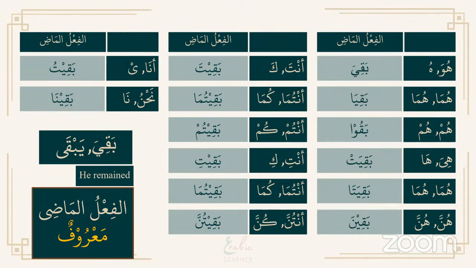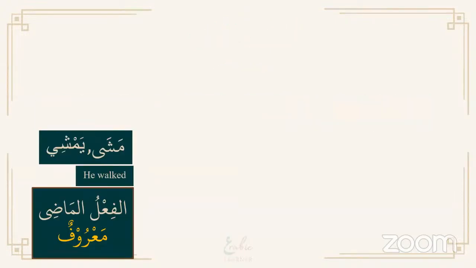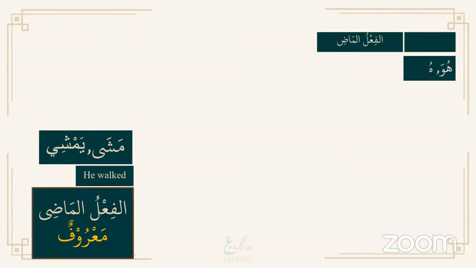So now there is another example. Masha, yamshi. It is from daraba, yadribu. Again, for your practice. Masha means he walked.